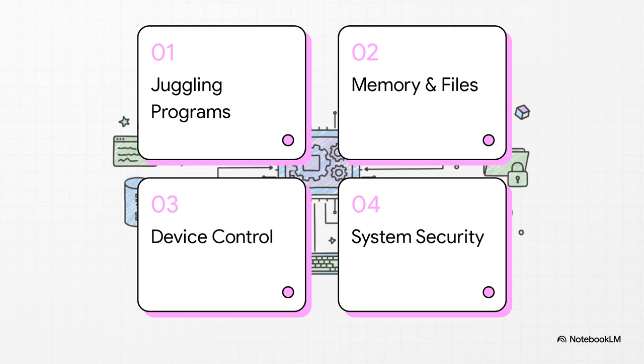To really get a handle on this, we're going to look at the four main departments this boss is in charge of: how it juggles all your programs, how it organizes memory and files, the way it controls your devices, and, super important, how it keeps the whole system safe and secure.